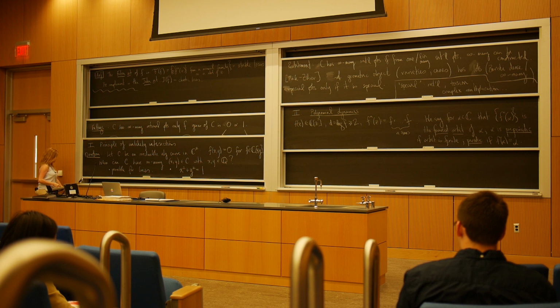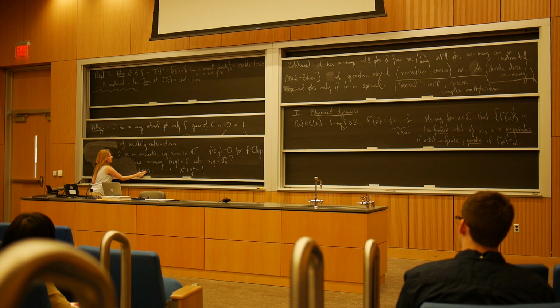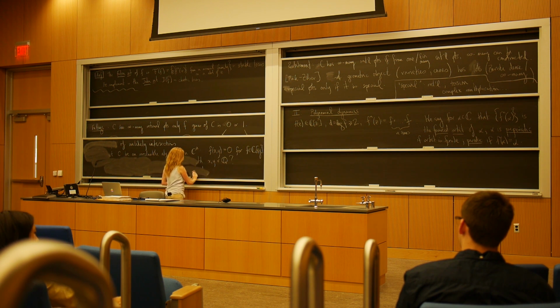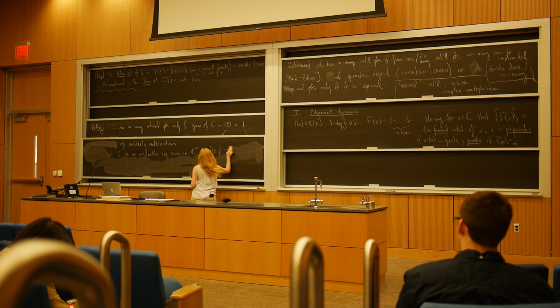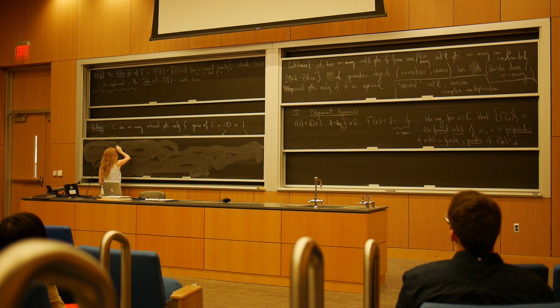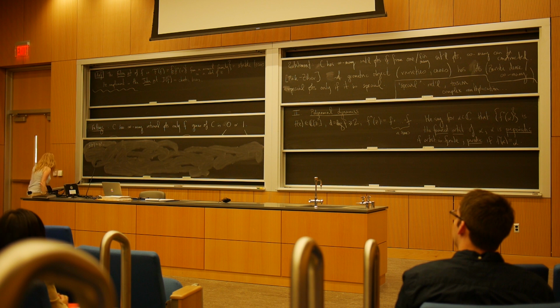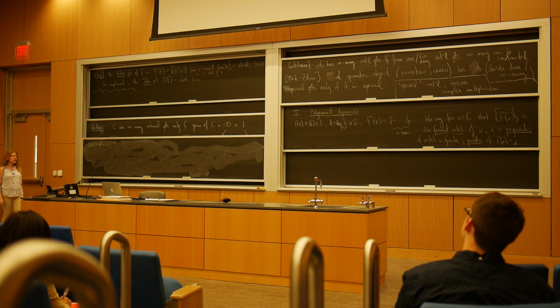Okay, so here's the example we're going to work through. It's about the only one you can work through by hand, which is the squaring map. Okay. So let's let f of z be z squared, okay? And I want to compute all of these dynamical definitions for this example.